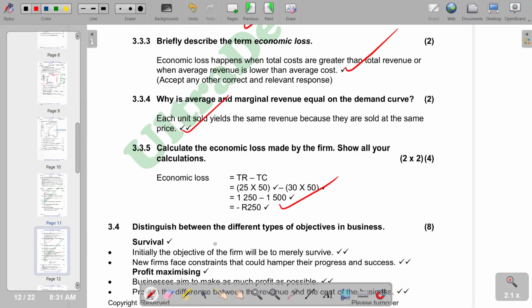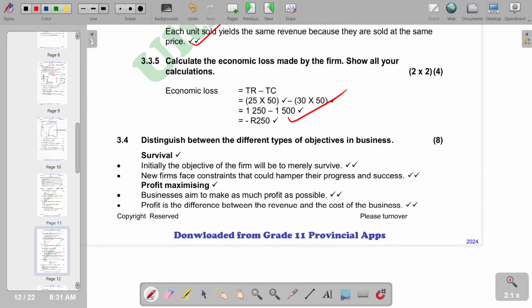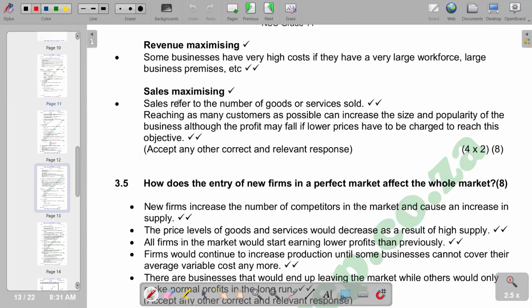Then distinguish between the different types of objectives in businesses. So we have got survival as one of the objectives. We've got profit maximizing as also an objective that we have. We also have revenue maximizing, so if sales are maximizing, with the explanations given.